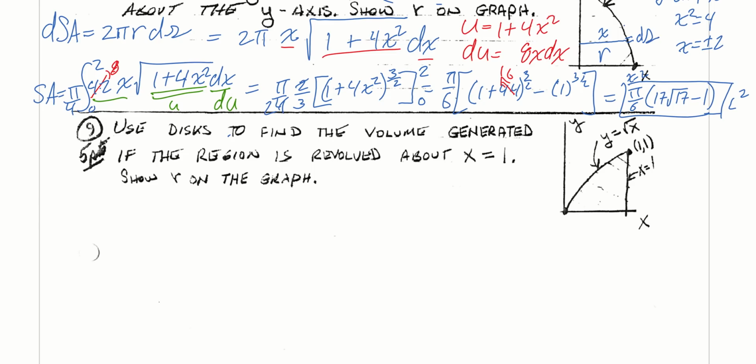So next one says use disk. We know that our dV is going to equal pi r squared dt, where r is our distance from the axis of rotation out to our curve, and dt is our thickness. In this case it says use disk to solve for the volume generated if the region is revolved about x equal to 1. So x equal to 1 is right here, which means that this is our r.